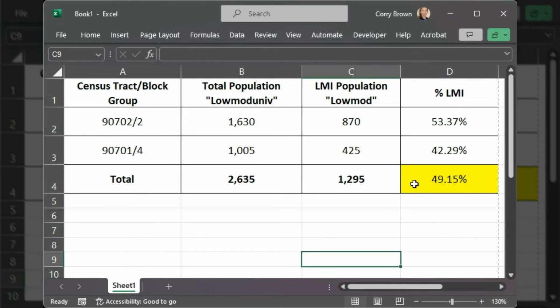Now we have a result where the percentage LMI population is 49.15, quite a big difference when including both of the block groups. But this is the accurate information, and this is the data and the calculation that must be used in any CDBG funding applications if that is the accurate service area.